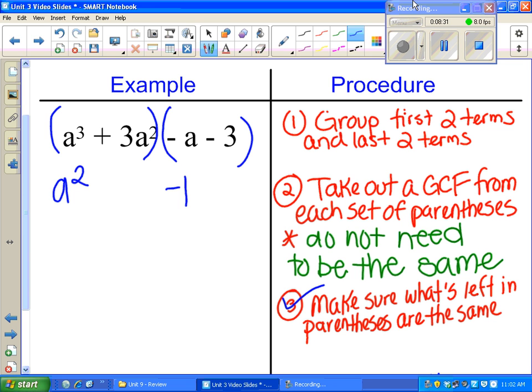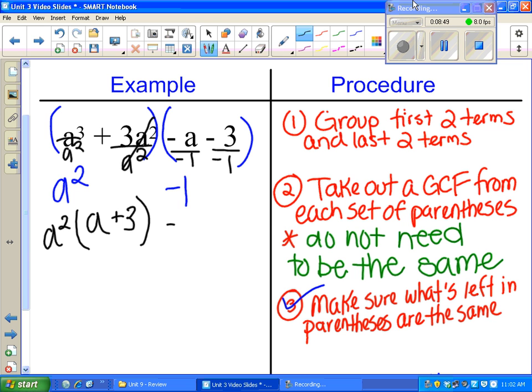Then what we do is we divide by the GCF. So I'm going to divide by a squared, divide by a squared, and over here I'll divide by negative 1, divide by negative 1. So let's check it out. So I have an a squared on the outside, and then when I divide, I end up with a squared goes to 1 plus 3. Over here, I have a negative 1 on the outside. When I divide by negative 1, I get a plus 3.